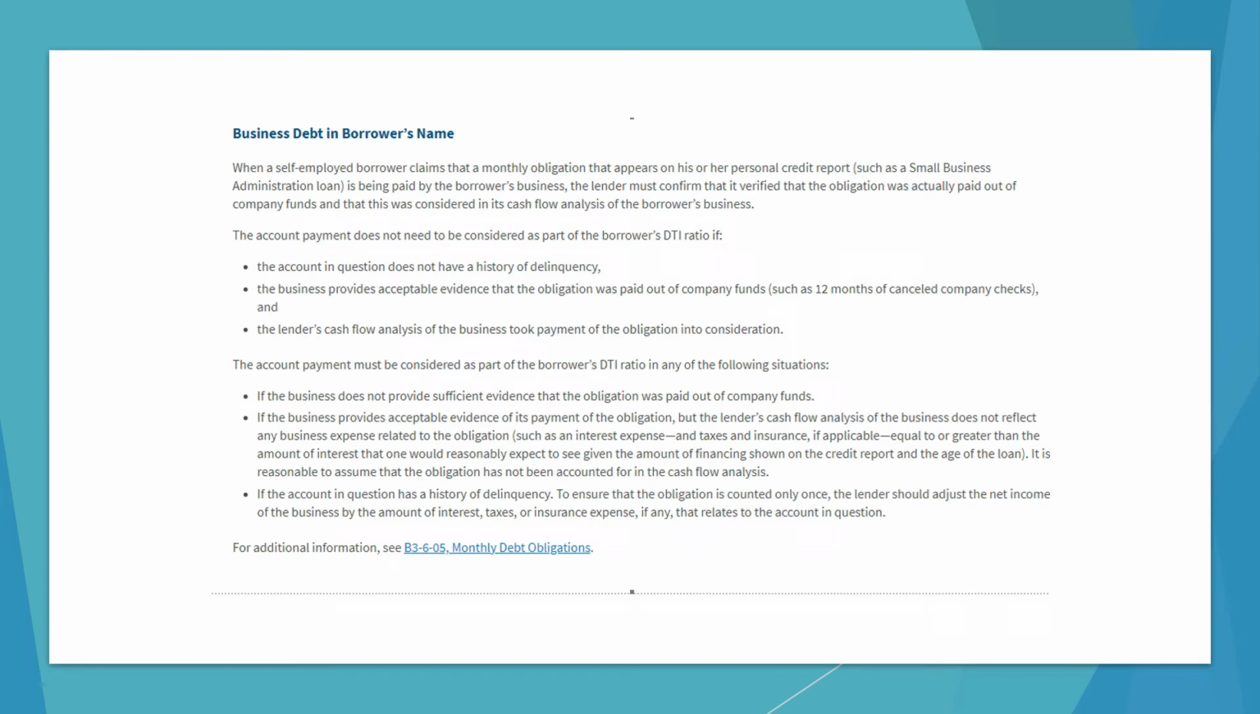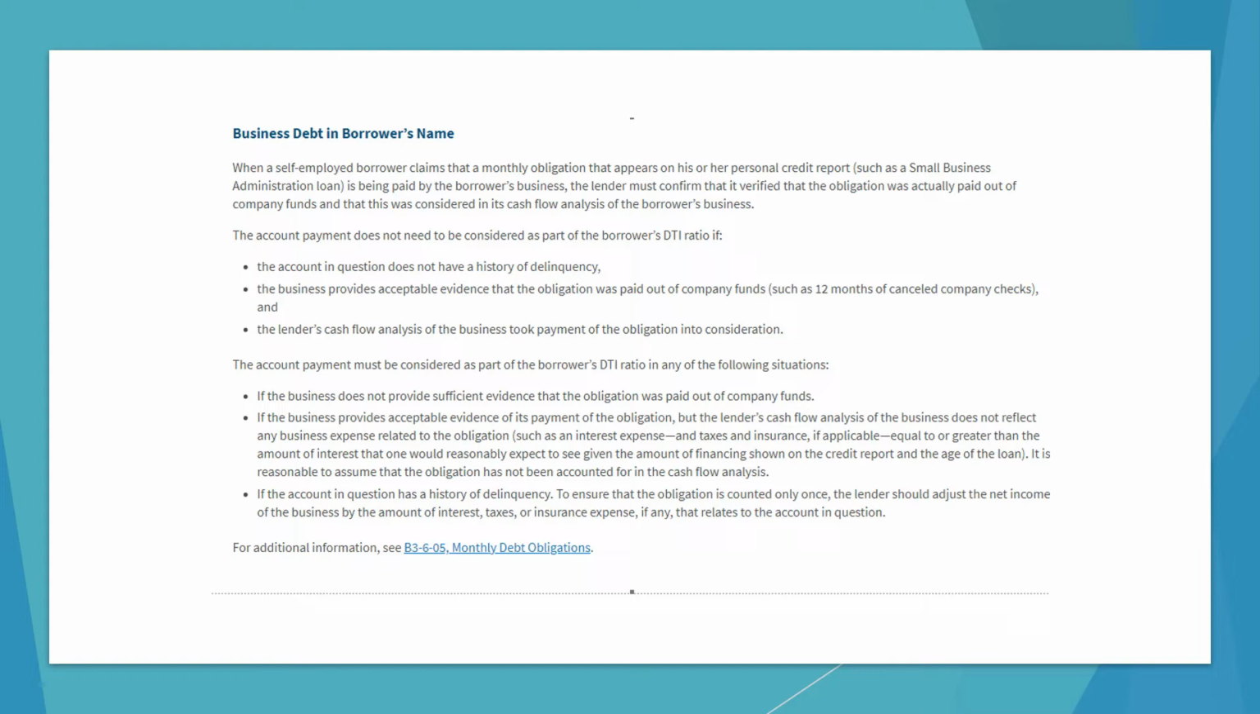Let's dive into business debt first. Let's say your borrower has a business and there is a debt on your borrower's credit but it is paid out of the business. We can actually exclude this debt if we meet the following requirements. The account does not have a history of being delinquent. The business provides acceptable proof that the business pays the debt, with 12 months of canceled checks from the business account showing the business paying the debt.